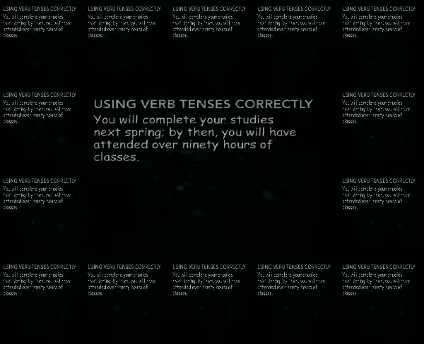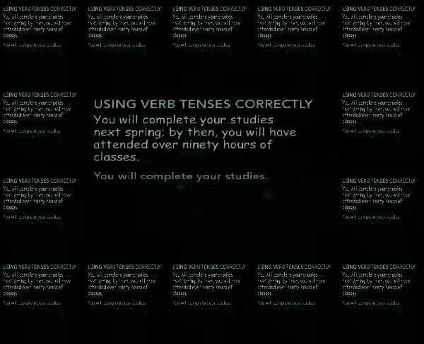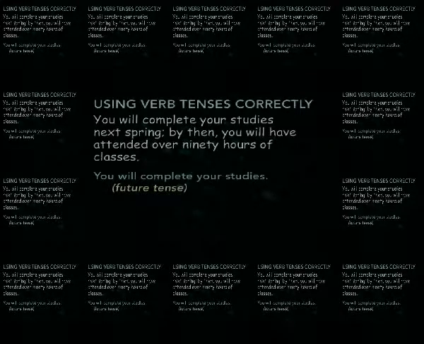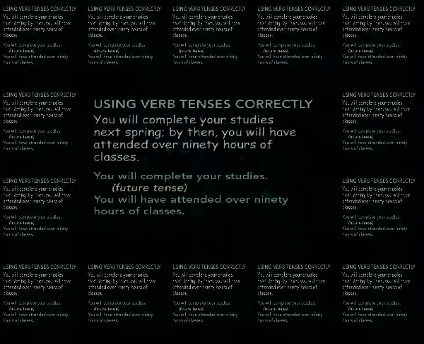By then, you will have attended over 90 hours of classes. Once again, there are two events described in this sentence. The first event is you're completing your studies. That's described in the future tense because it's something that's going to happen in the future, specifically next spring. You will complete your studies. That's the future tense. Now, what about the attending of over 90 hours of classes?